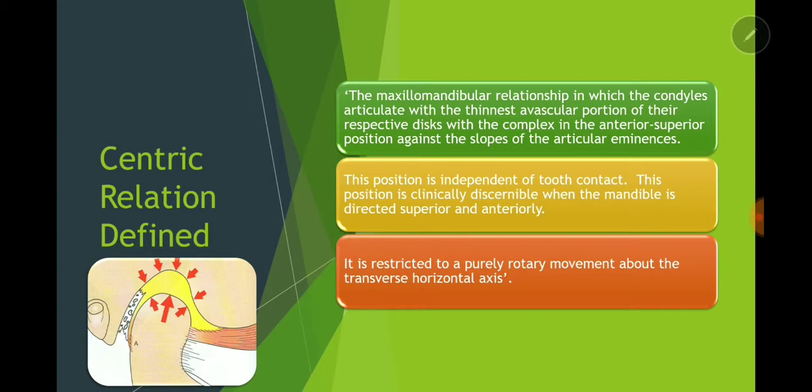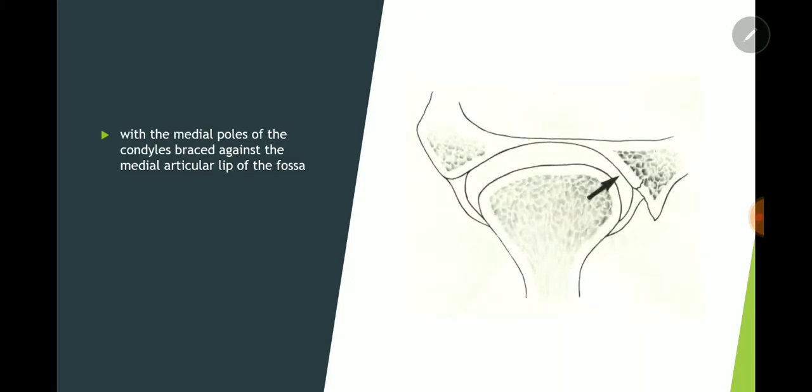All right. And this position is clinically discernible when the mandible is directed superiorly and anteriorly. It is restricted to purely rotary movement. So when you are in CR, the only movement you can do is rotary movement, meaning the hinge movements. So when you are in CR, you do hinge movements. All right. So with the medial pole of the condyle braced against the medial articular lip of the fossa, which means the medial pole of the condyle triangulates along the medial wall of the articular fossa.